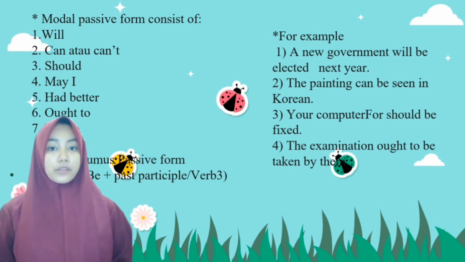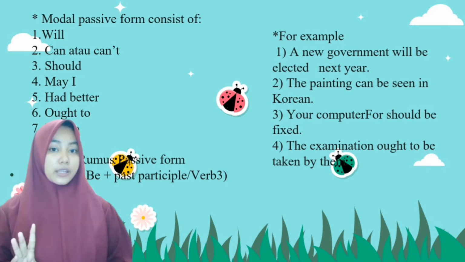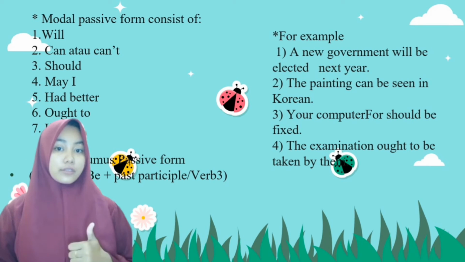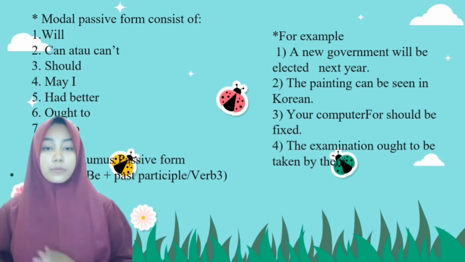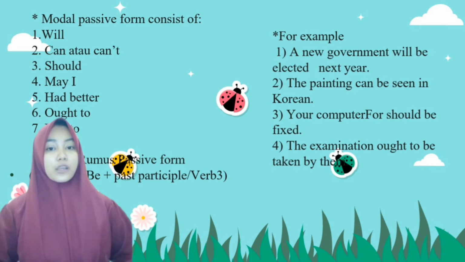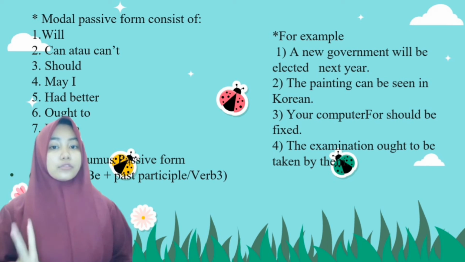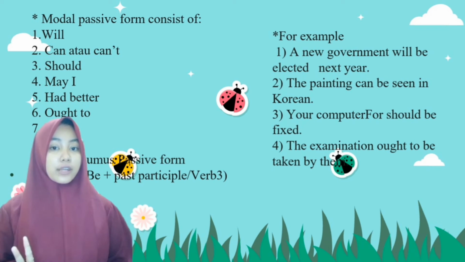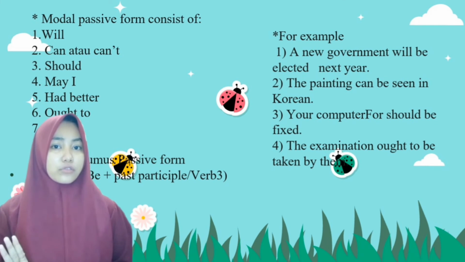The modal passive form consists of: 1. Will, 2. Can or cannot, 3. Should, 4. May, 5. Had better, 6. Ought to, 7. Had to. The formula for passive form modal is modal plus be plus verb 3. For example, 1. A new government will be elected next year. 2. The painting can be seen in Korea. 3. Your computer should be fixed. 4. The examination ought to be taken by them.